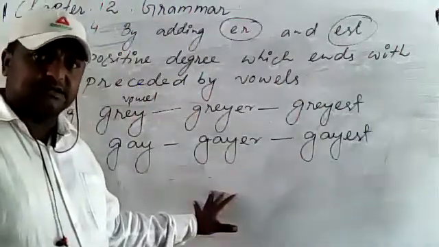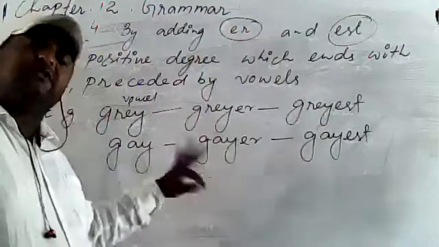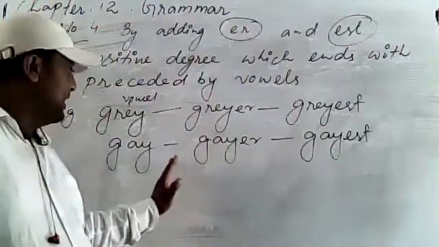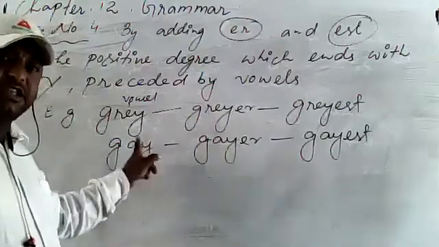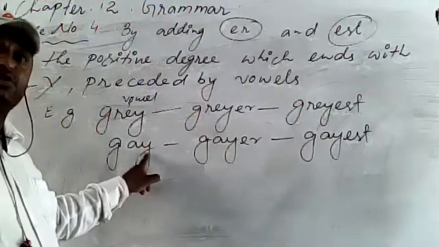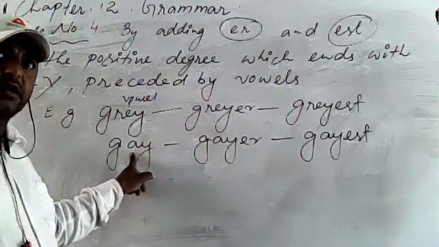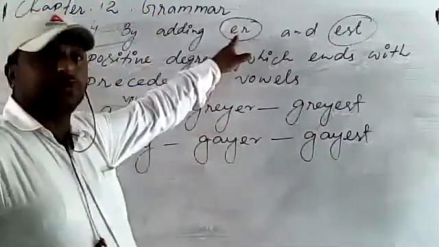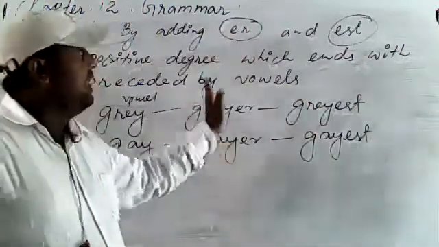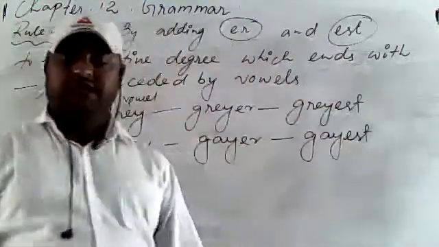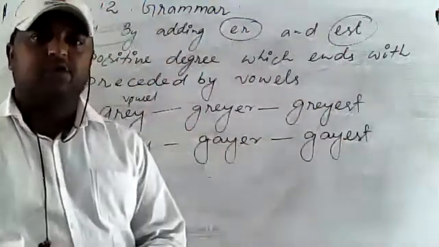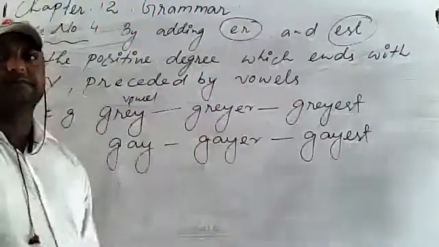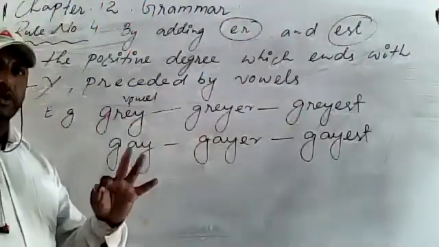Some more examples you can find out. If there is Y at the end of that word, then see the letter preceded by it. Check the letter before it. Okay. And if it is a vowel, then what you are going to do? You are going to use ER for comparative degree and EST for superlative degree. I hope it is clear. Rule number 1, 2, 3, 4 clear. Yeah, I hope you got it, students.